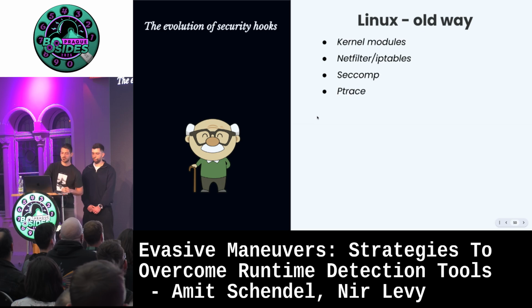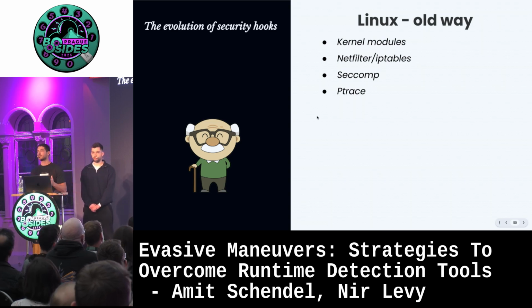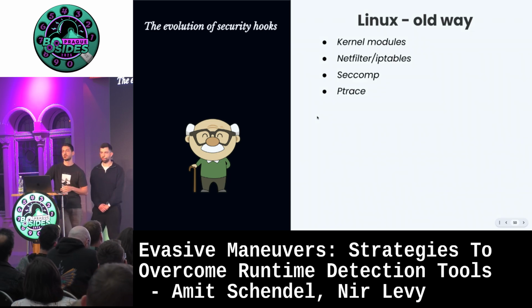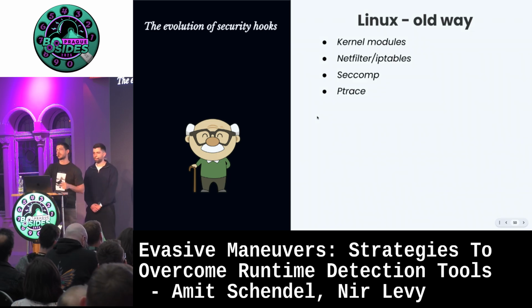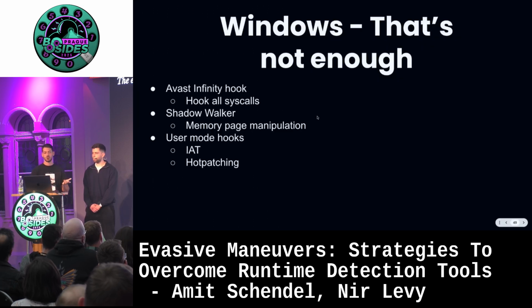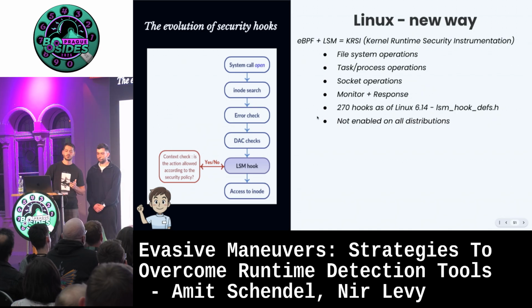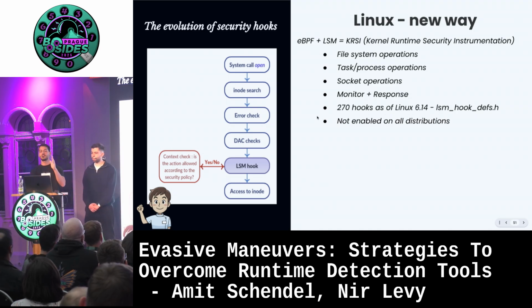Now, let's talk about Linux, because we talked a lot about Linux. So the old way of Linux was kernel modules, as we said. It was netfilter and iptables for networking. It was seccomp to view system calls. We have ptrace, right? The famous ptrace to do some injections. But we talked a lot about eBPF, right? So actually, even with eBPF, there is the new eBPF mechanism called KRSI.